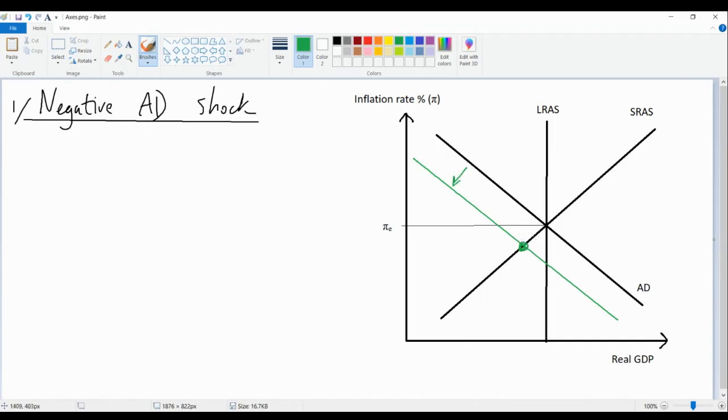And so then we would be at this point here, where inflation is lower than expected and equilibrium GDP is also lower than potential. This would be a recession, I guess, a typical recession. So what might cause this to happen?